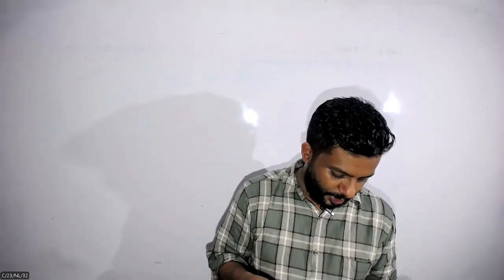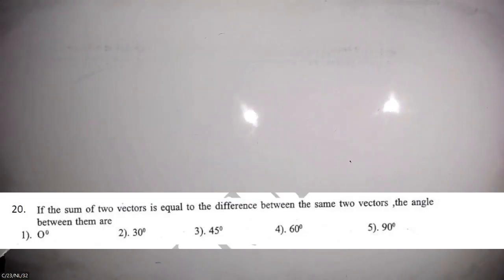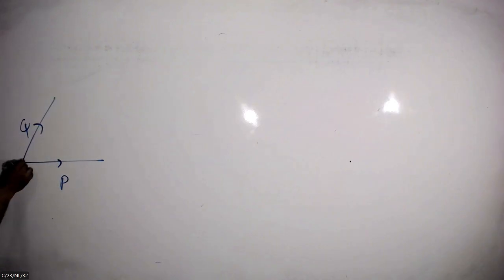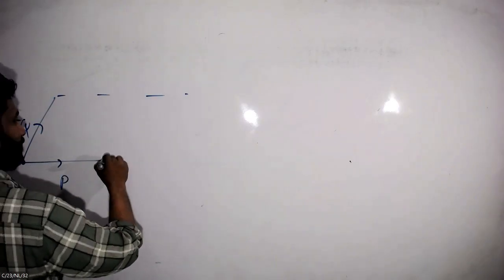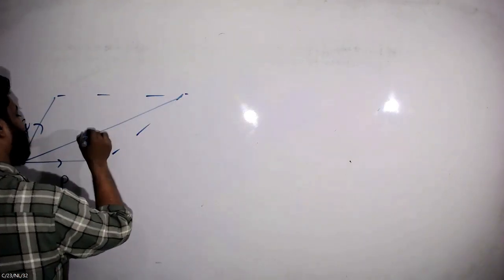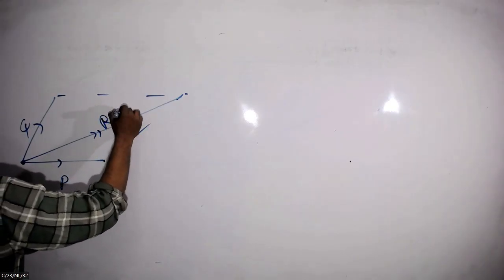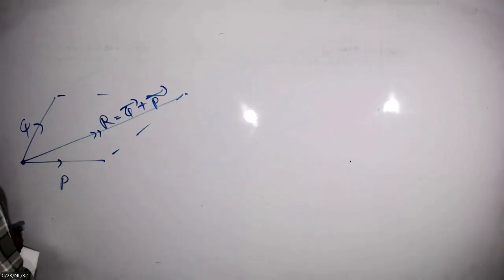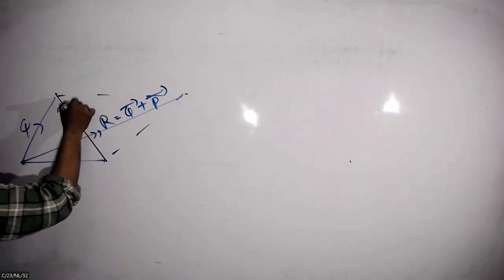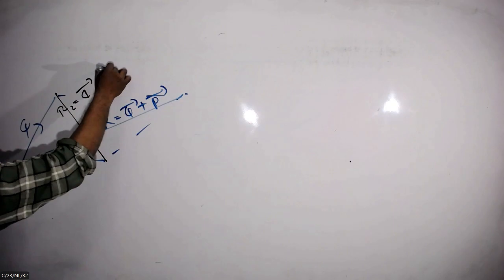Right, read question number 20. If the sum of the two vectors is equal to the difference between the same two vectors, right? Okay, let me explain. If P and Q are the two vectors, when you represent two vectors by using adjacent sides of a parallelogram, the diagonal that passes through the common initial point represents the addition, Q vector plus P vector. The other diagonal of the parallelogram represents the difference, Q vector minus P vector.